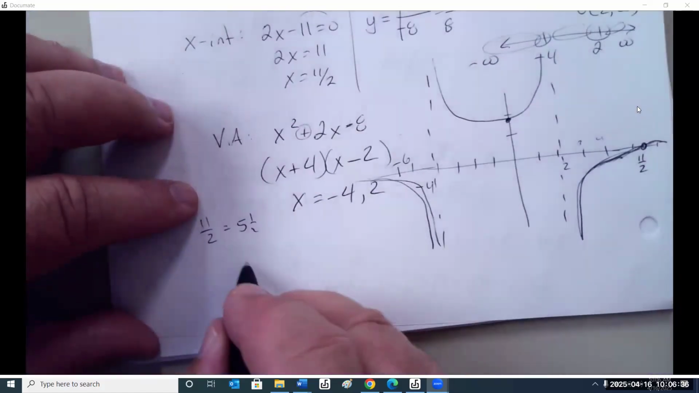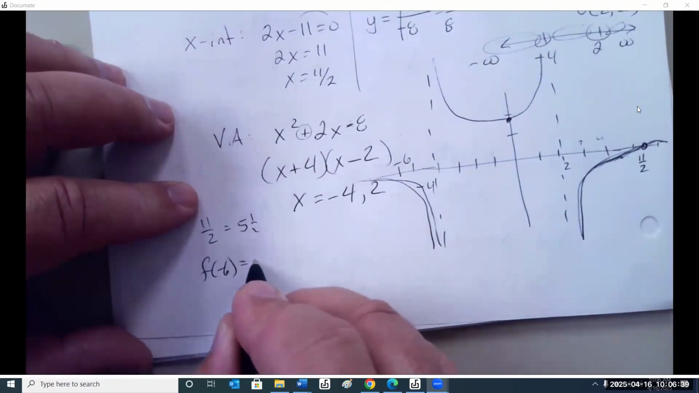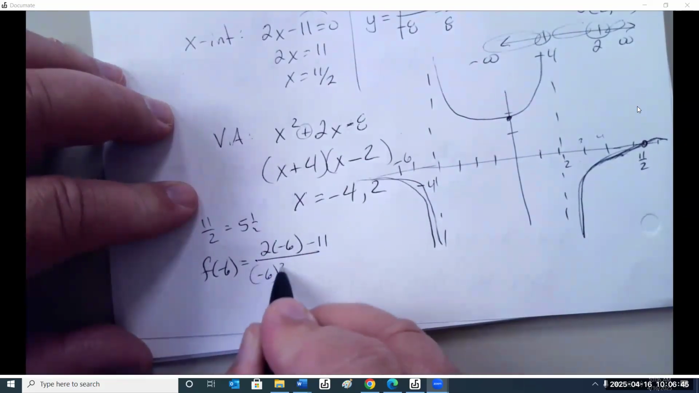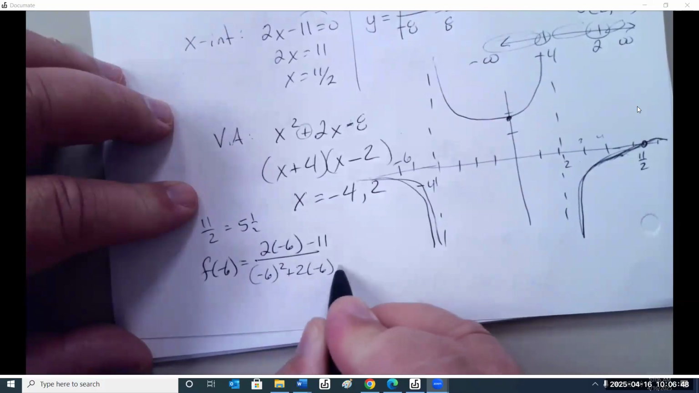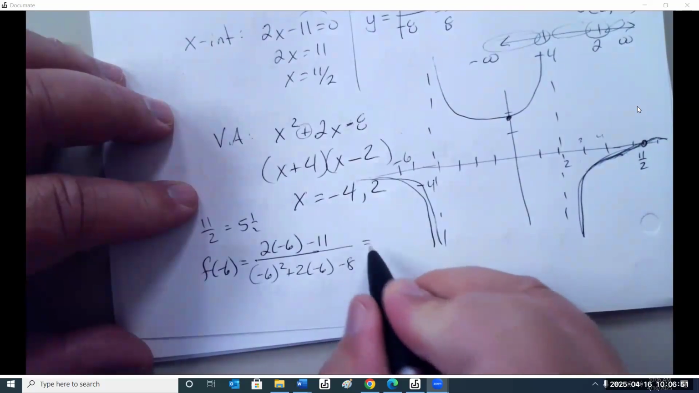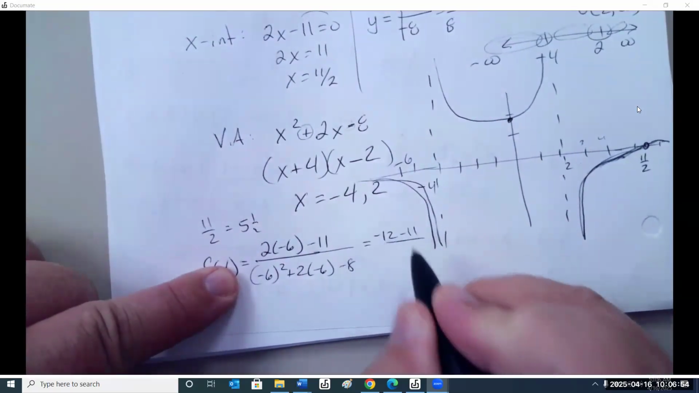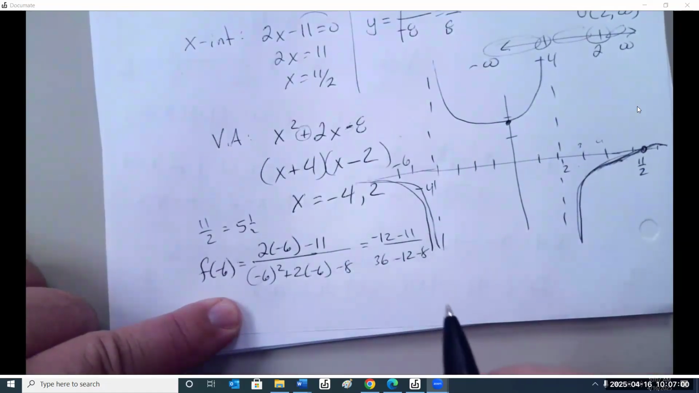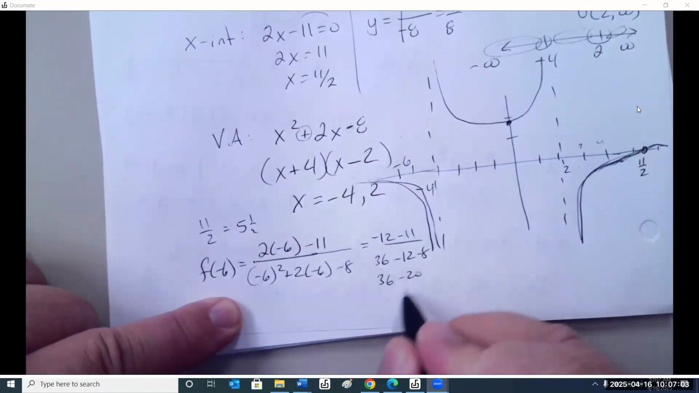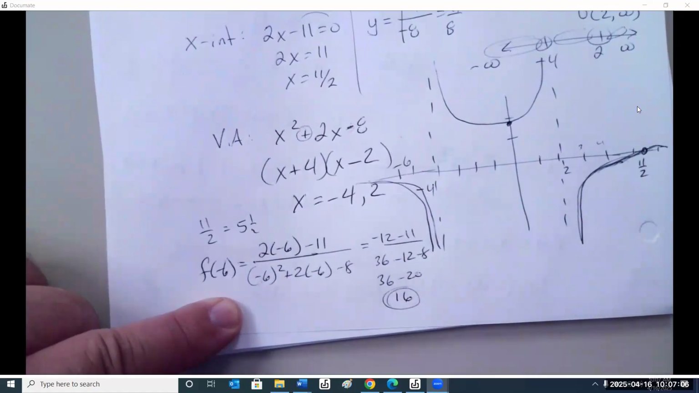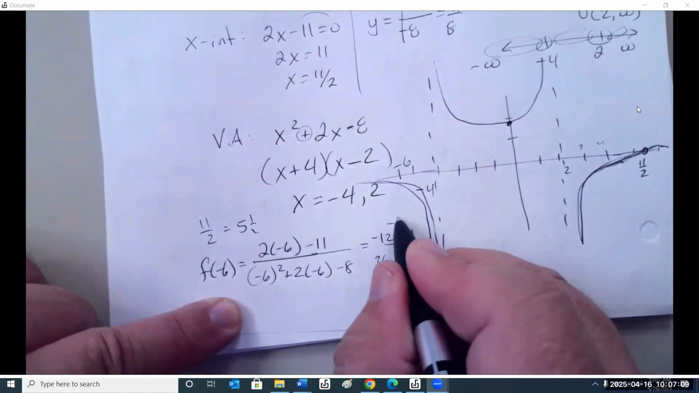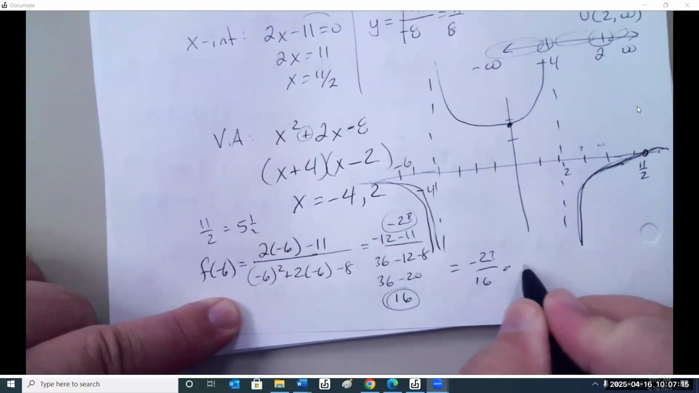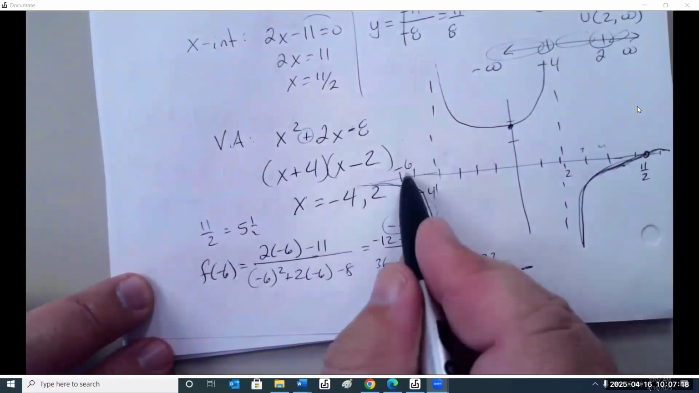Let's see. If I have f of -6, 2 times -6 minus 11, over -6 squared plus 2 times -6 minus 8. So it's -12 minus 11. 36 minus 12 minus 8. So it's 36 minus 20 makes it 16. So the bottom's positive, and the top is -23. So we have -23 over 16. So the answer is going to be negative. So that means all the numbers have to be below the x-axis.